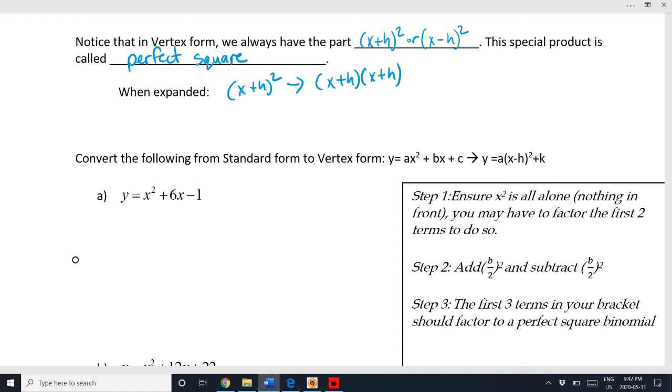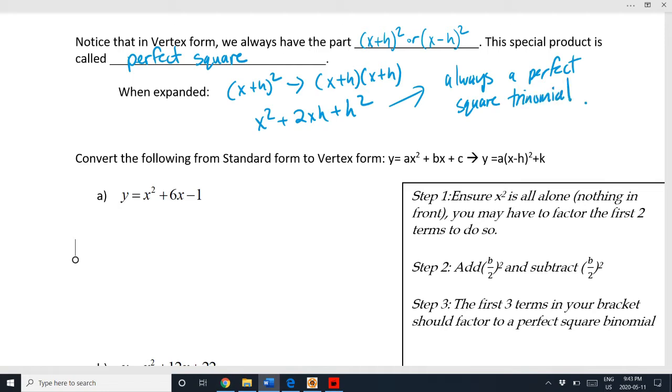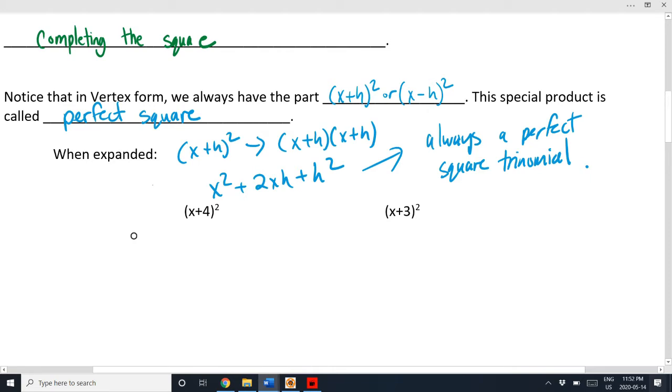And it's always going to follow a pattern. x squared plus 2 times x times h plus h squared. This is always a perfect square trinomial. We're going to use this property and work backwards to convert from standard to vertex form. Let's see what this looks like in practice, and let's see if we can understand a pattern that comes from this.